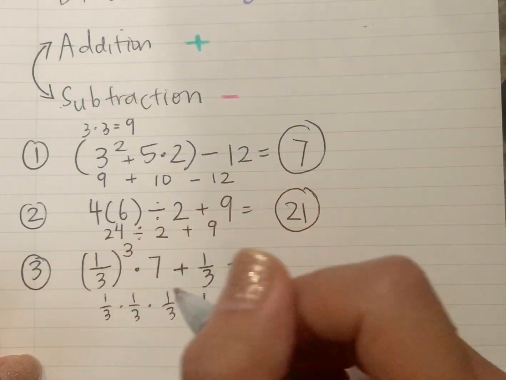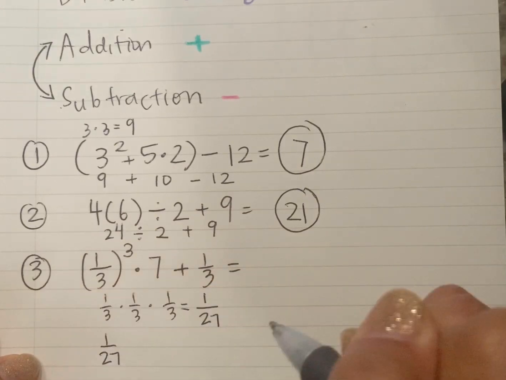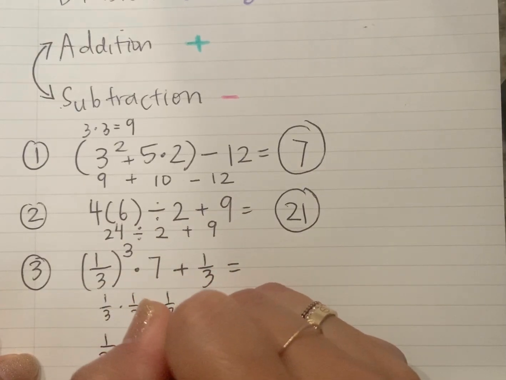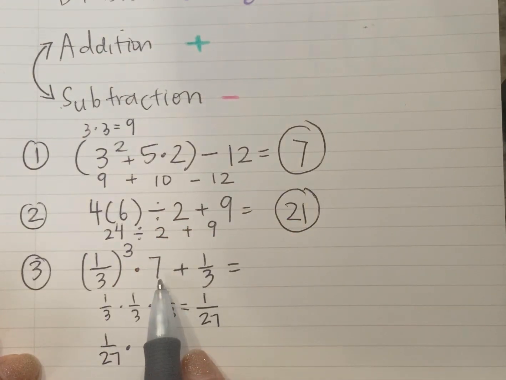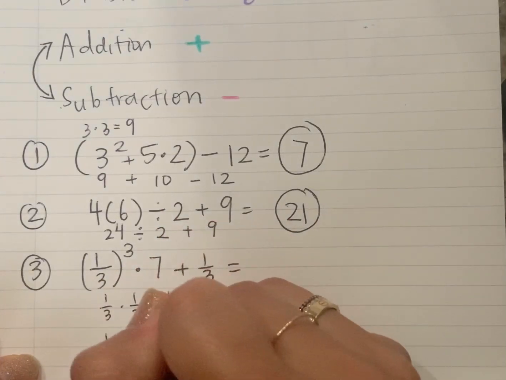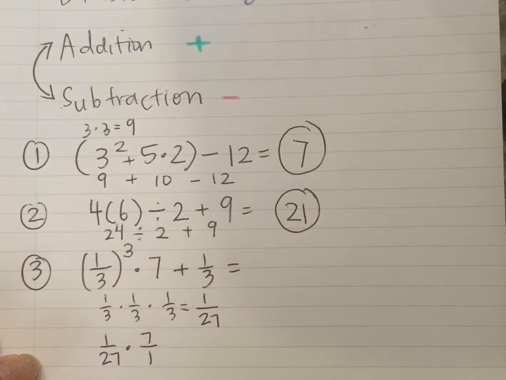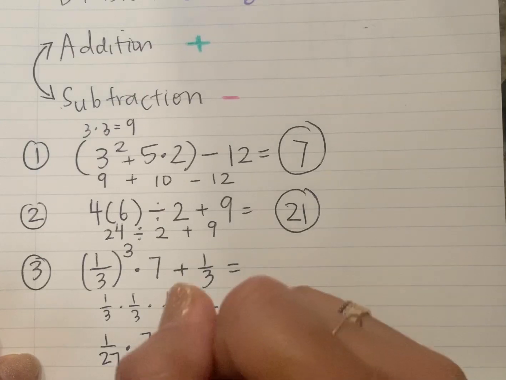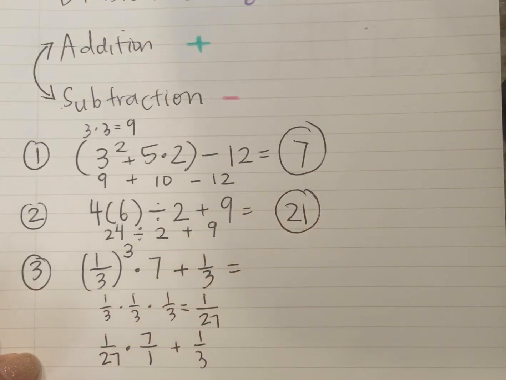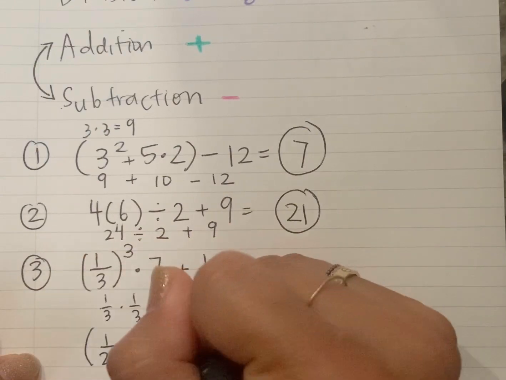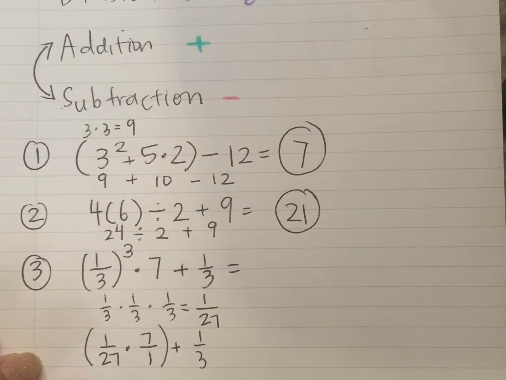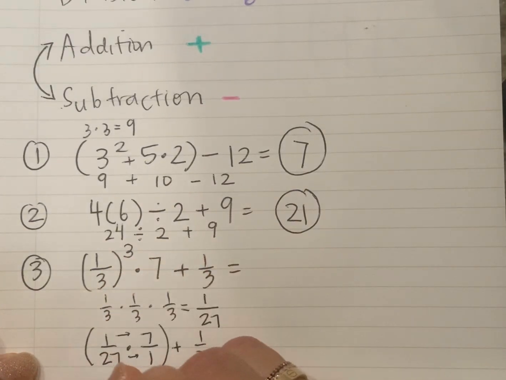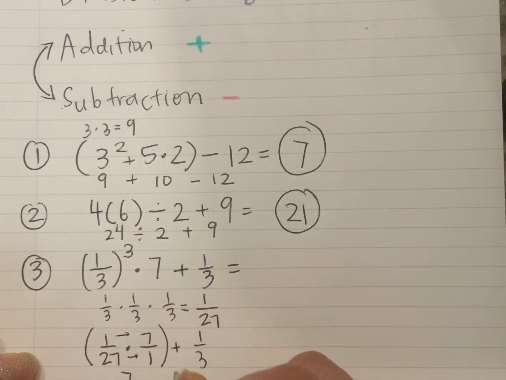Okay, so I'm gonna write 1/27 times 7, but we can convert that to 7 wholes over 1. Okay, and I'm gonna add 1/3 after that. I am actually gonna put in my own parentheses. Okay, here, if we again look at the rules of multiplication of fractions, we're gonna just multiply across. That's gonna give us 7/27, and then I'm gonna add that 1/3.